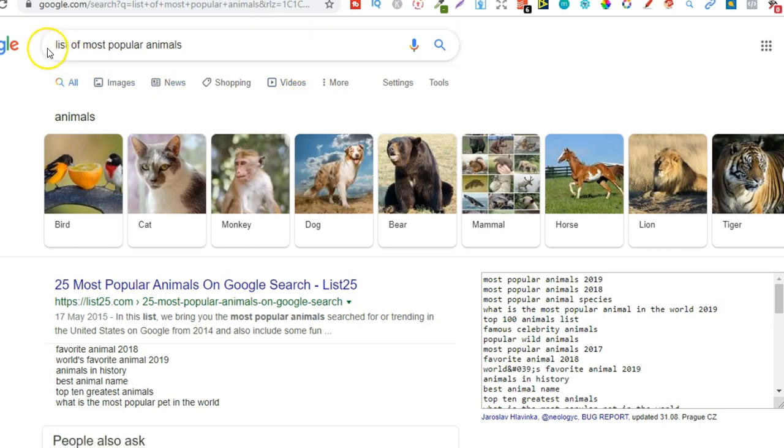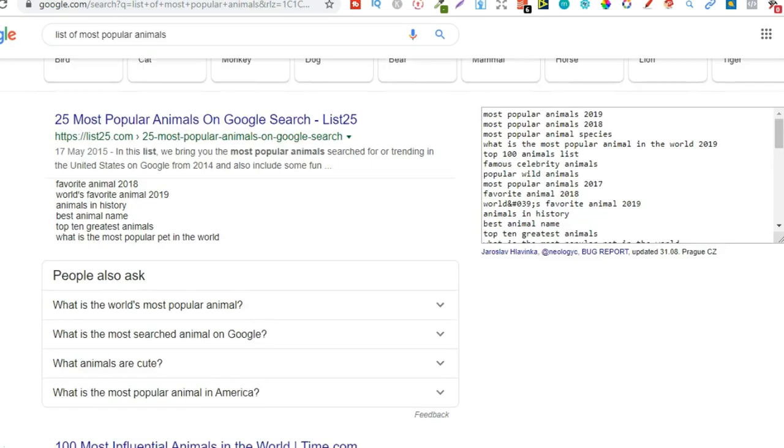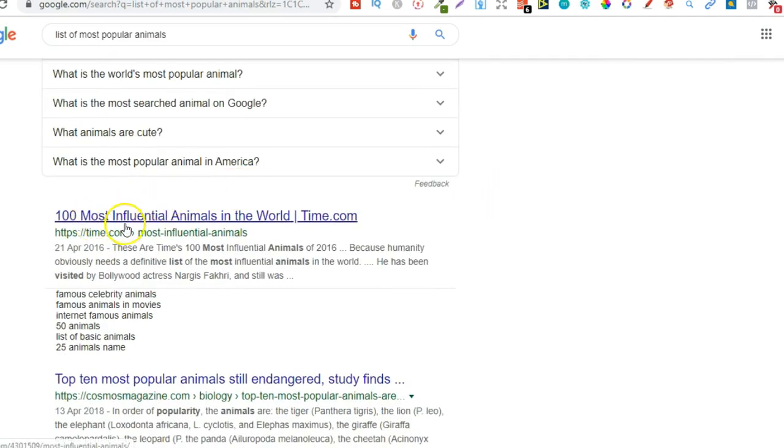The first one is a list of most popular animals. There's hundreds of animals out there. People are looking for gifts within the cat niche, the monkey niche, the dog niche, the bear niche. People are looking for literally these types of journals or these types of gifts. The easiest way to find all these different animal niches is just type in list of most popular animals. Then you can go on to this one, 100 most influential animals in the world.